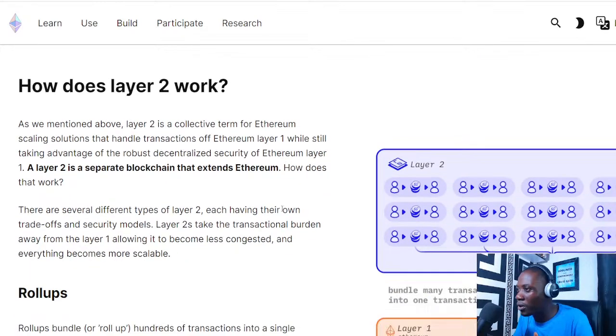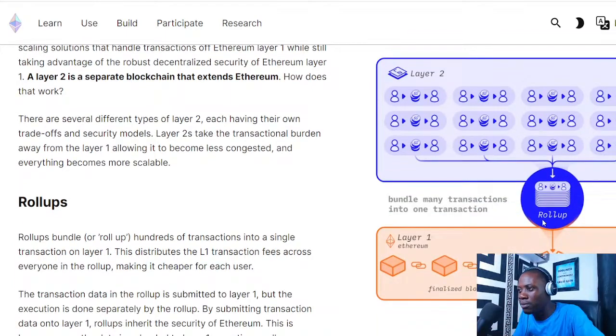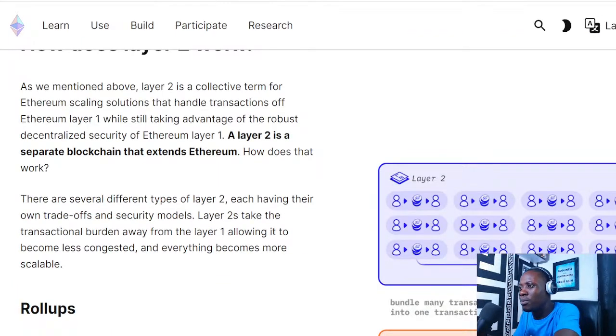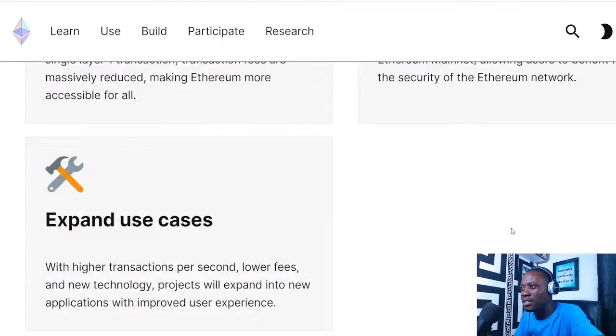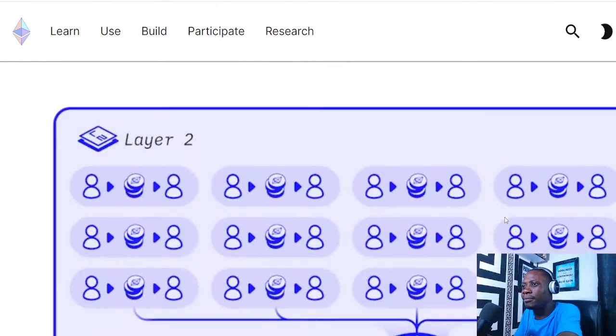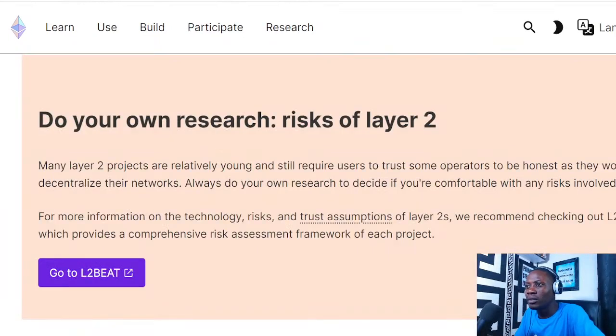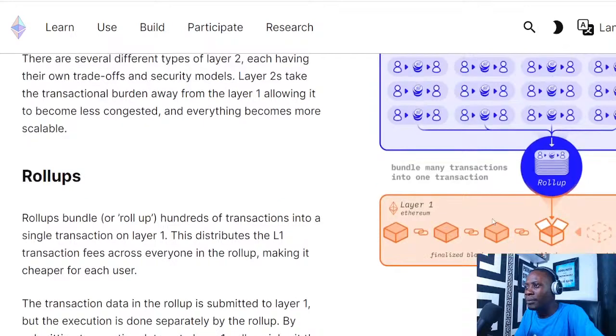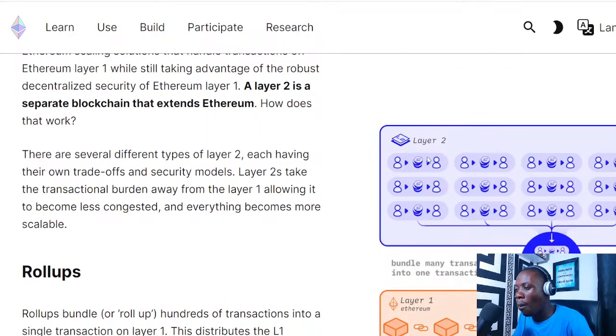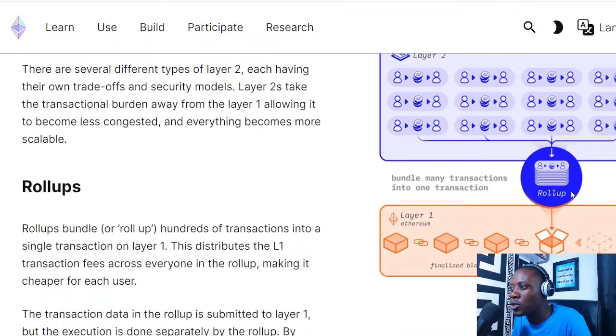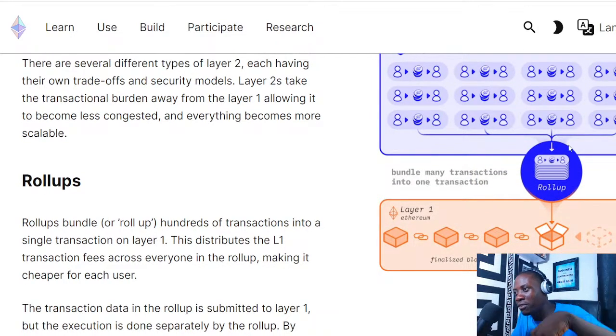This is how layer 2 works. I'm going to be using this diagram to explain. Let's zoom it out so people can also see that. Yeah, so this is layer 2. It bundles transactions, batches them, compresses them, and then rolls them up into one bunch of transactions, submitting them in a block on Ethereum layer 1.